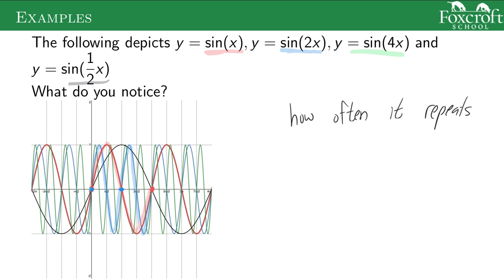For my green graph, it would take from there to there. No, sorry, from there to there to repeat. So that's even quicker because 4 is a bigger number than 2, which is a bigger number than 1. 1/2 is a smaller number, so now it takes from here all the way out to here for that to repeat. All right, so the bigger the number, the faster it repeats, like the green one. The smaller number, it takes longer to repeat.